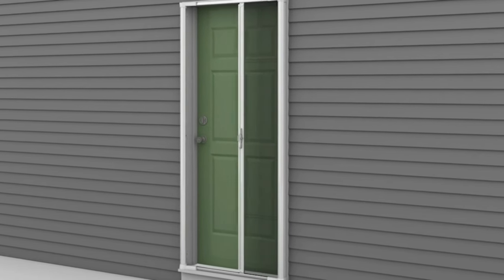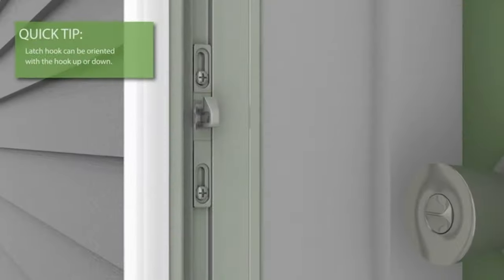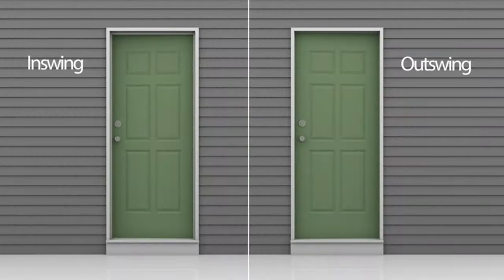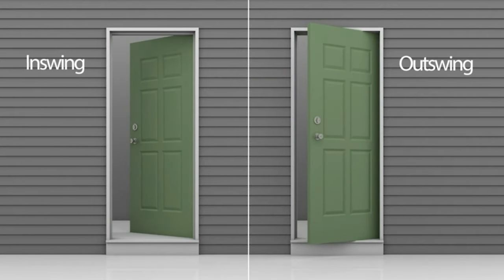Then, pull the slider bar closed to ensure the latch and latch hook properly align. The latch hook can be adjusted as needed with a hand screwdriver. The handle lock assembly should face the inside of the home when installed. If you have a door that swings outward, you will need to move the handle lock assembly to the inside of your home. Here's how.